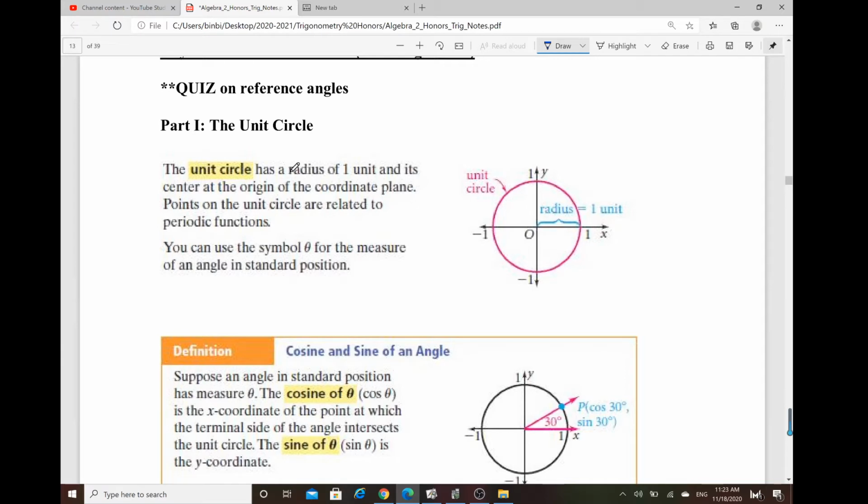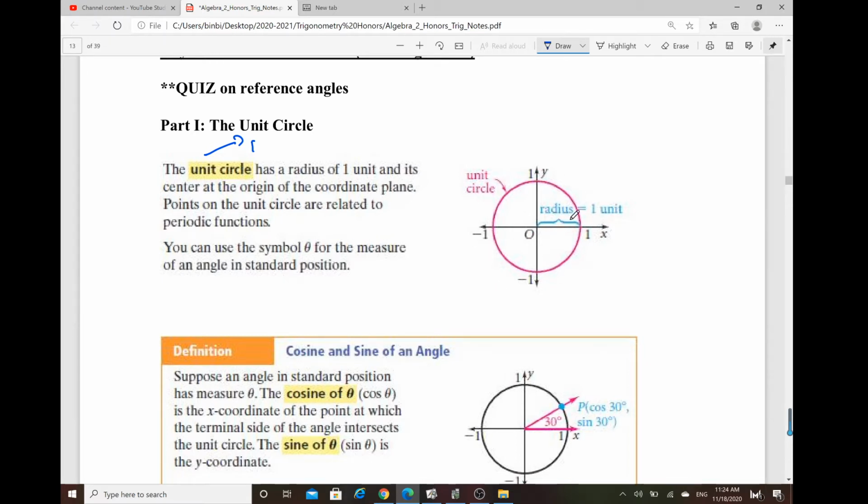So the unit circle has a radius of 1. The reason is that it's called a unit, and unit means always 1. So the radius is 1 unit, and its center is always right at the origin of the coordinate plane. The points on the unit circle are related to the periodic functions. We'll get to the graph for the functions in the new unit. And you can use the symbol theta for the measure of angles in standard position.